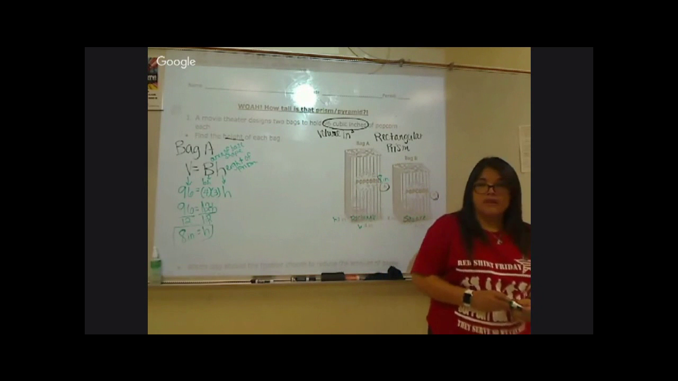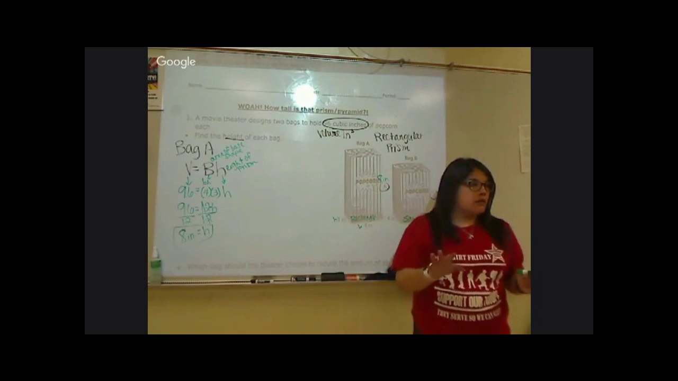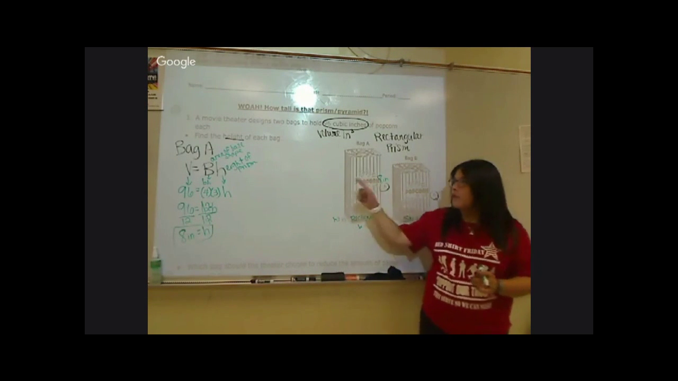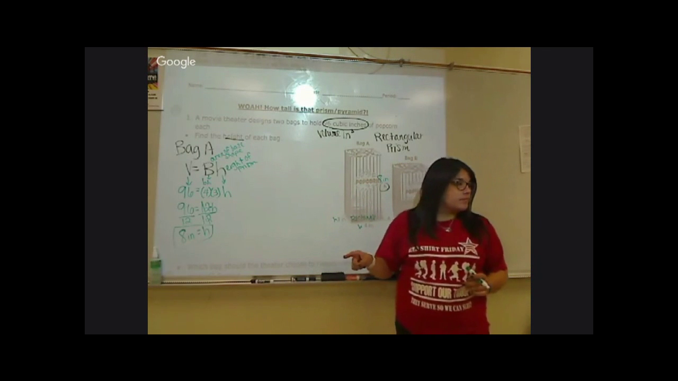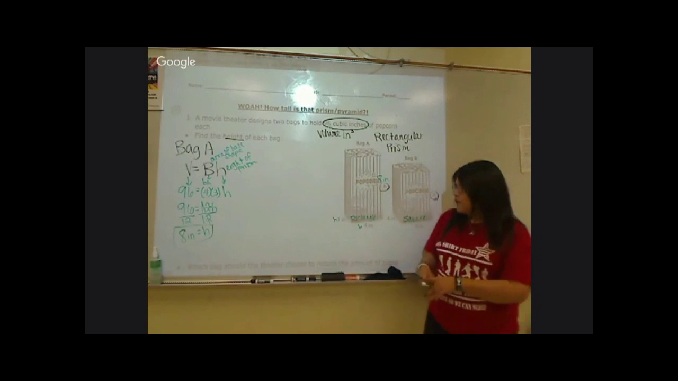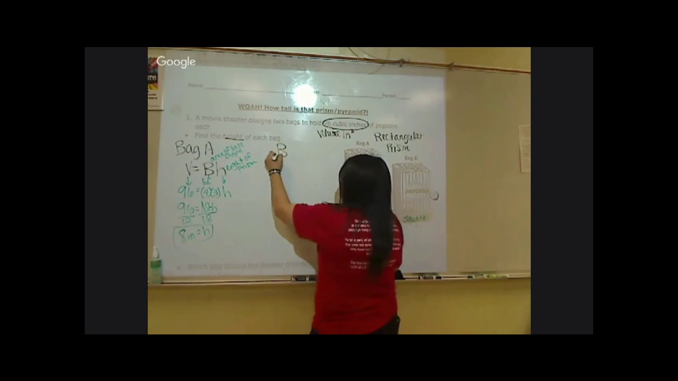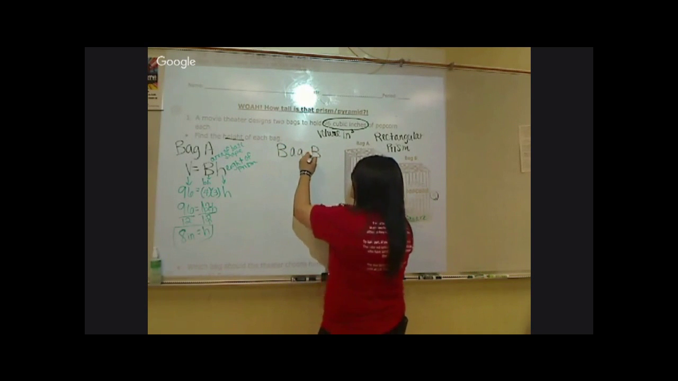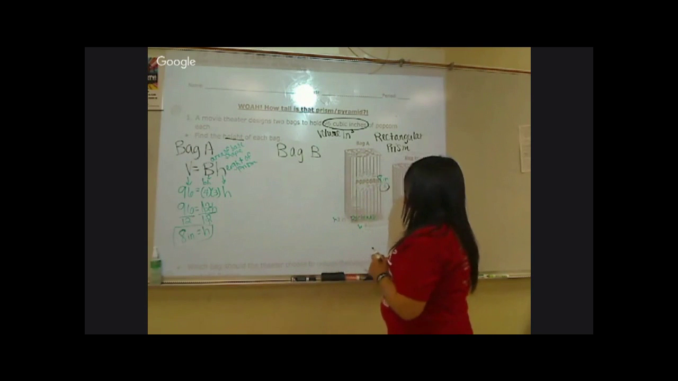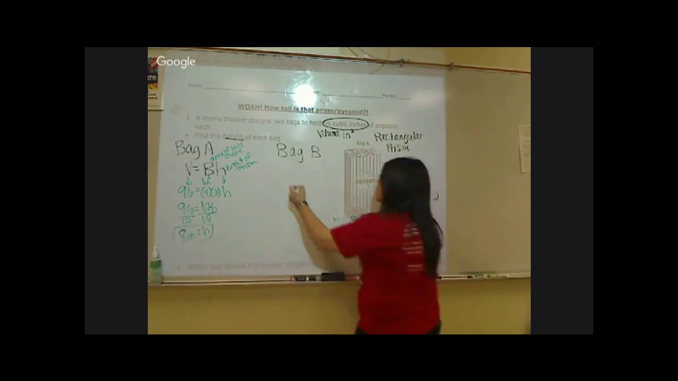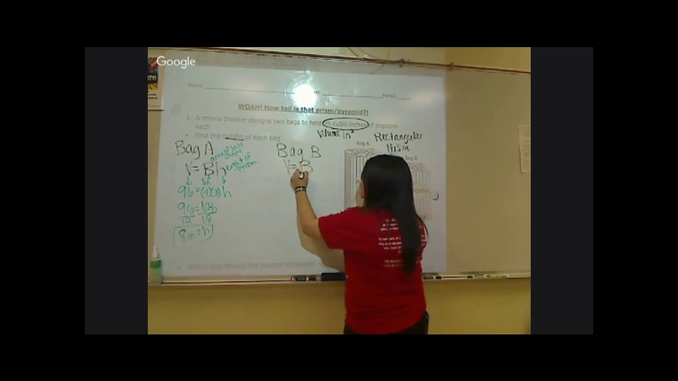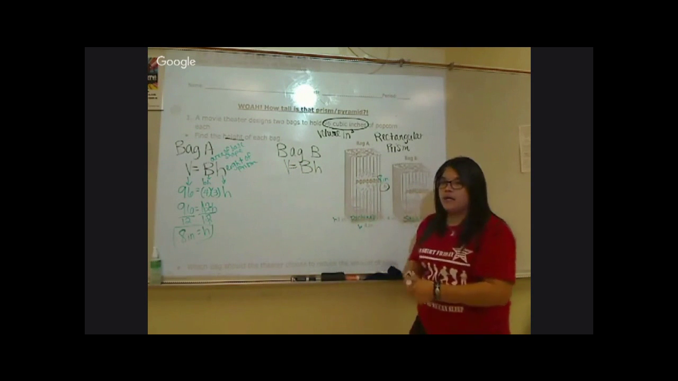All right? Do we have questions on that one? How we got those numbers, what we put where? We're okay with that. Okay, let's try bag B now. So we need to figure out how tall bag B is. Now it's also a prism, so we're still going to use our volume equals area of our base times the height of our prism.